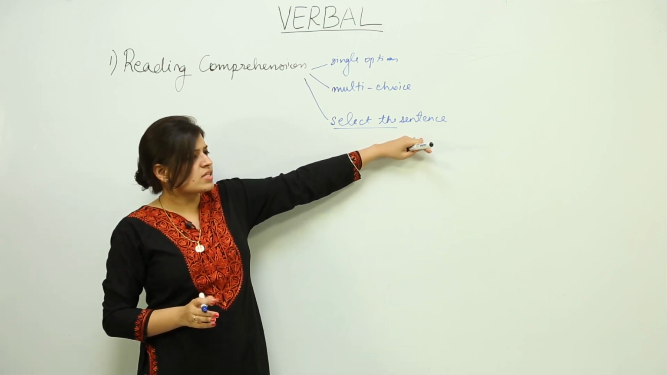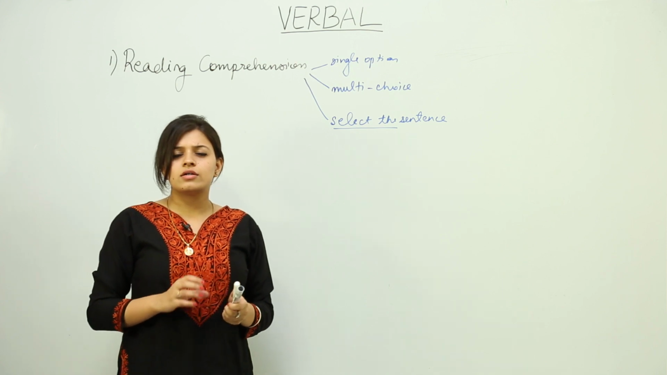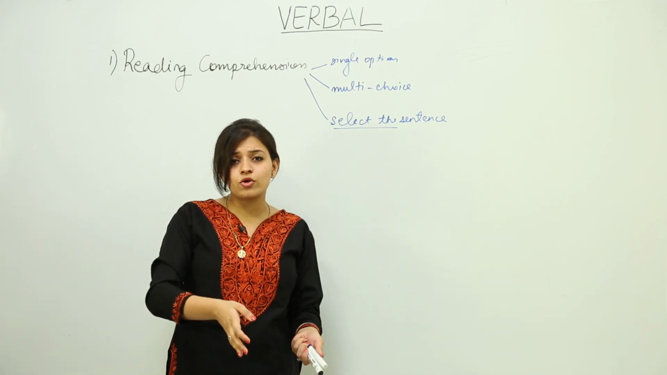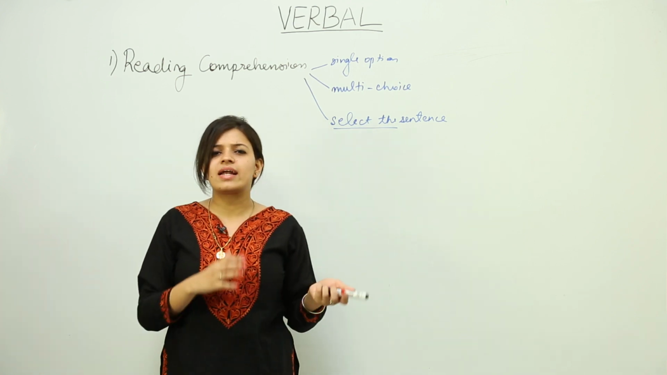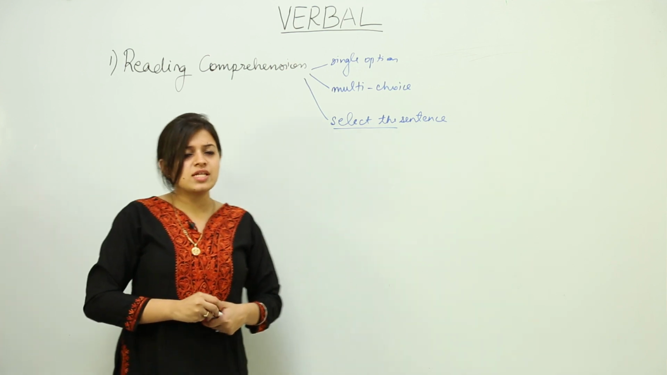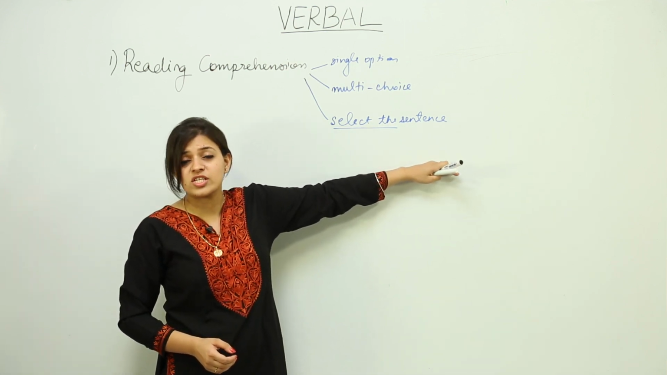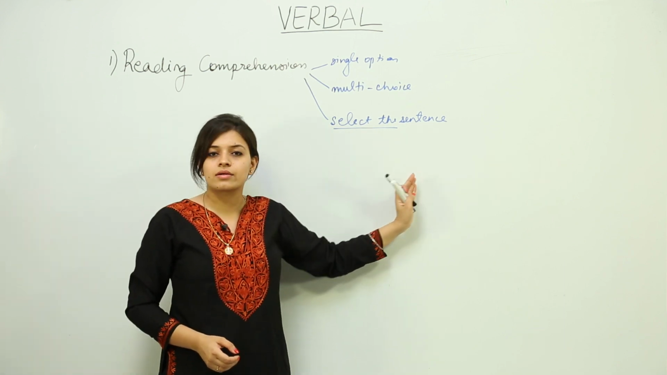In this type of question, let's say you have to select a sentence which strengthens the argument or weakens the argument, or let's say gives an example pertaining to anything that is given in the passage. So you just have to move your cursor to the sentence which you think answers this particular question, and once you click on that sentence, that entire sentence will be highlighted.